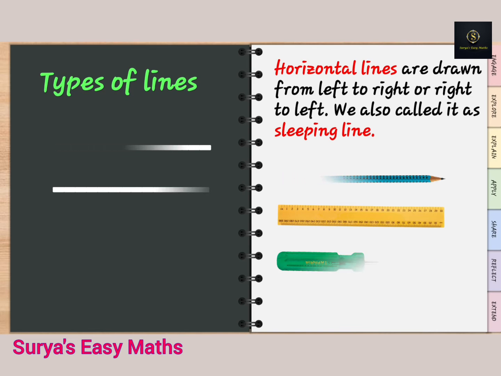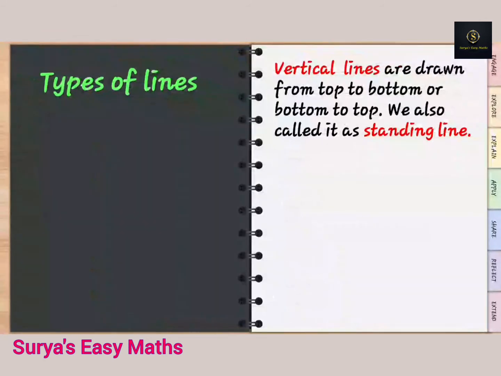Now let us understand what are the vertical lines. Vertical lines are drawn from top to bottom or bottom to top. We also call it a standing line. Yes, see here. Here we have drawn the standing lines. We call it vertical lines also. For example, see the pictures.